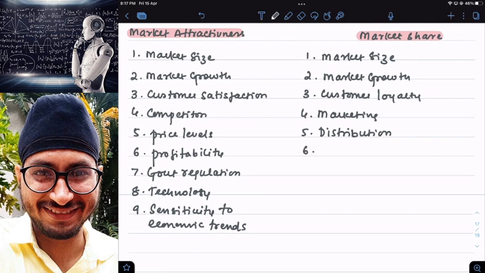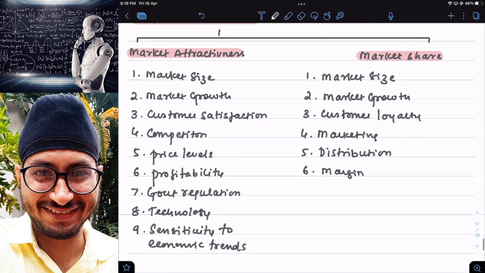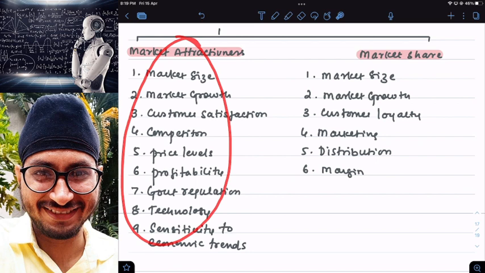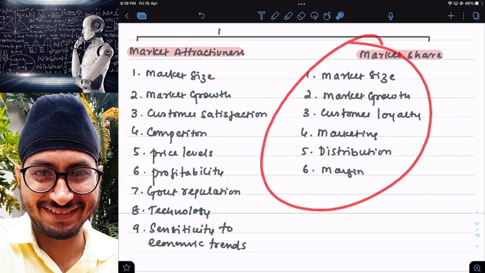And then we have margin, profits. If the margin on my product is very high, automatically my market share will increase. If the margin on my product is very less, market share will decrease. So there are many factors which will decide the market attractiveness. They will also decide what the market share is.